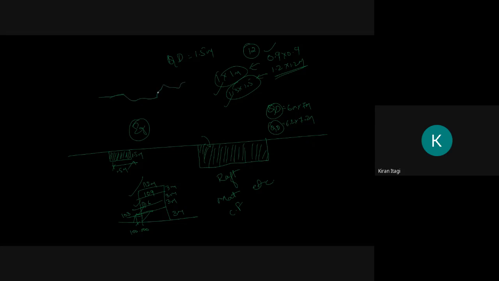Okay, I'll clear one. See, your ground will be like this, before the construction. So what we will do, first we will take the RL at this point, RL at this point, RL at this point, RL at this point. So we will take the RL at the different points. Then we will provide one RL, which we will call the RL formation.